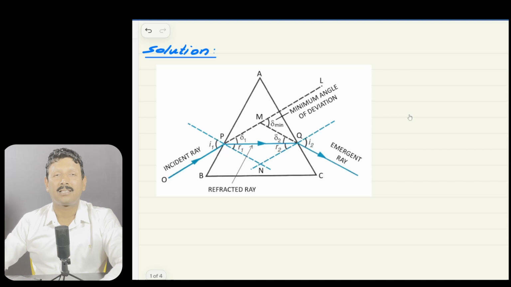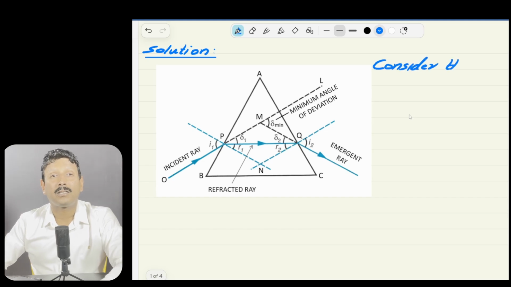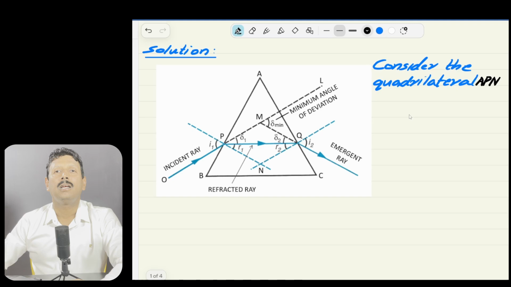Okay, we can start the solution now. You want to draw the diagram first. One triangular prism, an equilateral prism, you want to draw. Name it ABC. The face AB is where the light is falling, and side AC is the side where light emerges out. So in this triangular prism, complete the drawing first. That you have to do. It is there in the textbook also.